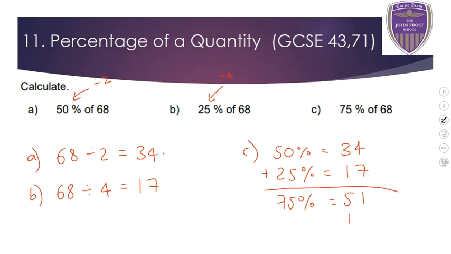There's a couple of ways of doing 75%. The most common way though is to do 50% plus 25%, but you could do, if you wanted to, 25% and times it by 3, or you could do 25% and take it away from the 100%, but most people would do it that way anyway. All right, so that's how we do that.